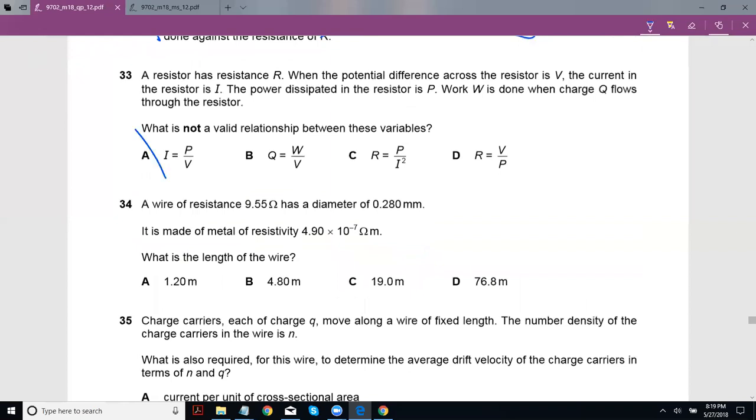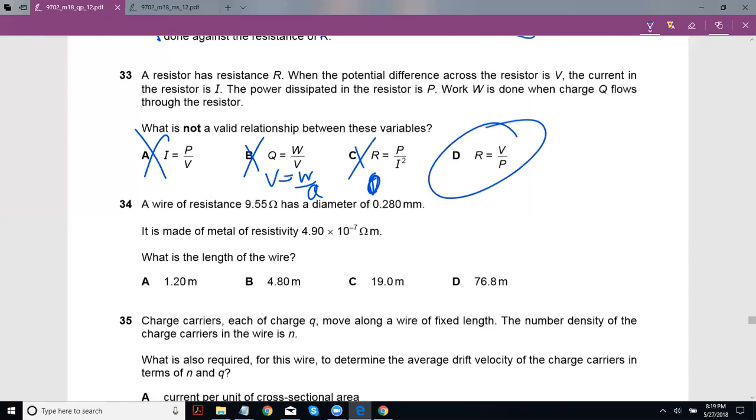I believe A is valid because P is equal to VI. Yes. B is also valid because if you remember this formula, you can just rearrange that. So B is also valid. C is basically P equals I squared R, which you can derive, which is also valid.